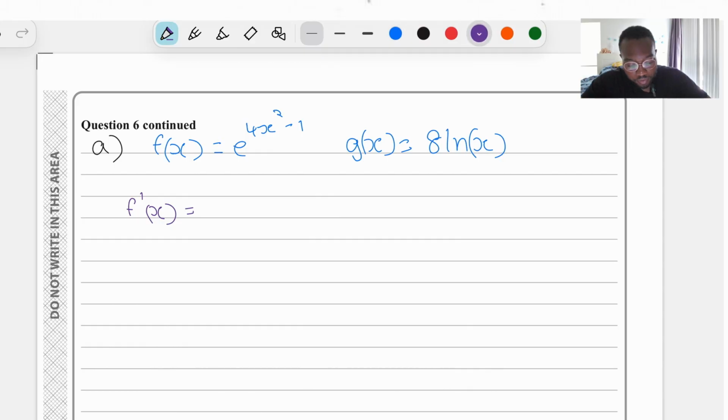Okay, so if we work out f dash x, in this case we can use the chain rule. So effectively, that 4x squared minus 1, we're going to differentiate that, and that will effectively come out. If we differentiate 4x squared minus 1, we just get an 8x, and then we're just left with whatever was there. So in this case, we get 8x e to the 4x squared minus 1. And then with g dash x, the derivative of ln x is 1 over x, so 8 ln x is just simply 8 over x, okay?